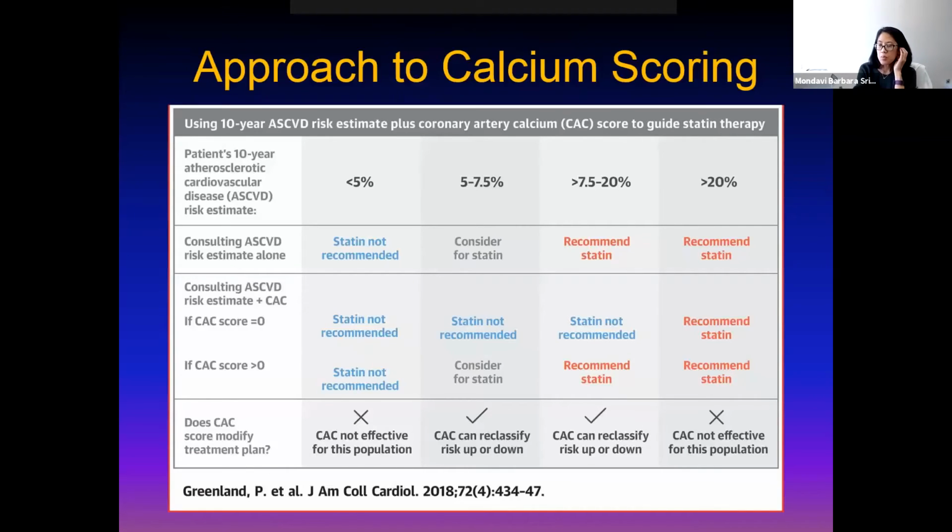The guidelines on the approach to calcium scoring are incorporated in the prevention guidelines, and in combination with the 10-year ASCVD risk estimate, can help guide therapies as to whether or not we should consider using a statin. Calcium scoring can help reclassify patients up or down when they fall in that intermediate risk group.